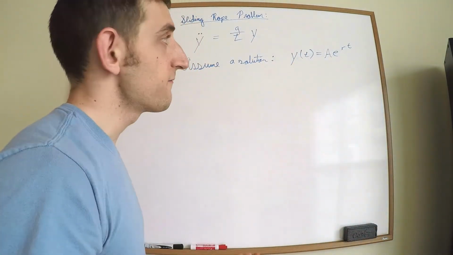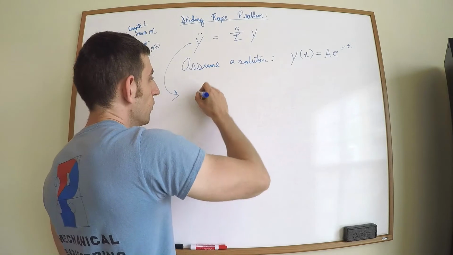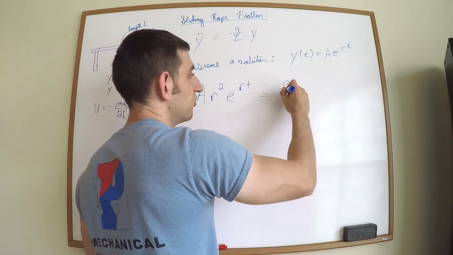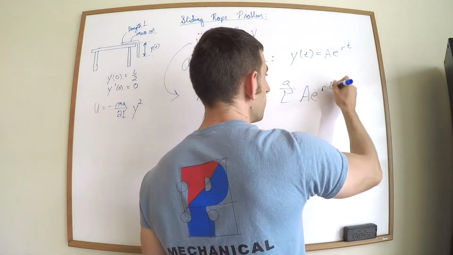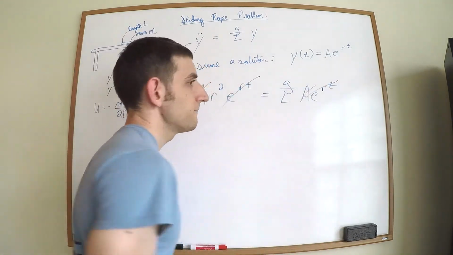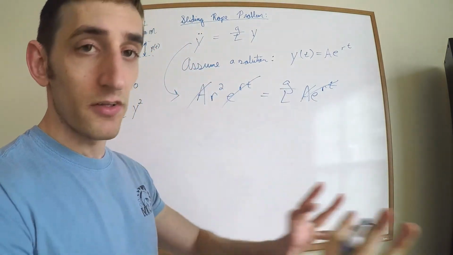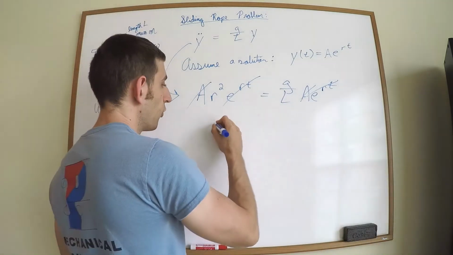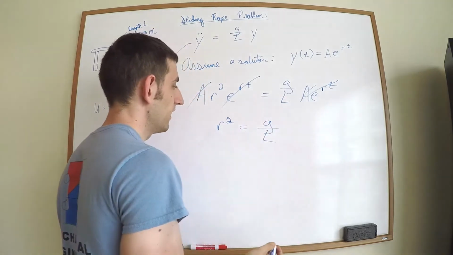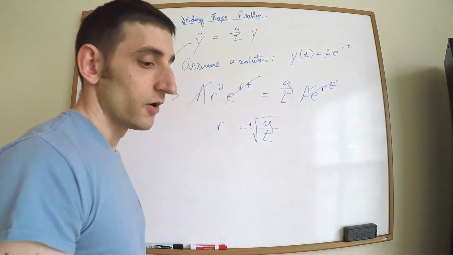Two derivatives, we get the same function. This guy, using the chain rule, comes down twice. So if we plug this in, we get A r squared e to the rt is equal to g over L A e to the rt, right? Well, we can cancel this, we can cancel that. And what that does is our schematic gives us some information for filling in the details, how to build our solution in essence. So we get r squared is equal to g over L. And then if we take the square root, we get plus or minus root g over L.